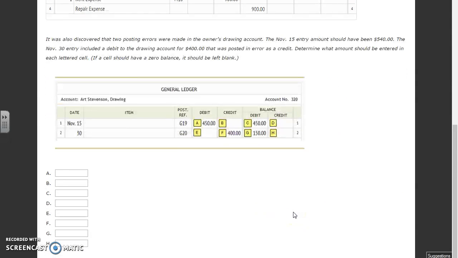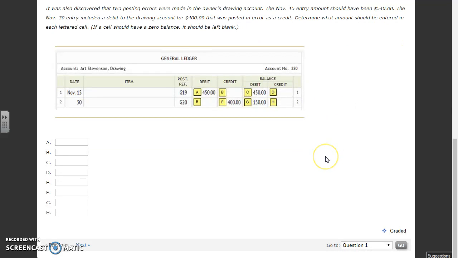Okay, next it says it was also discovered that two posting errors were made in the owner's drawing account. The November 15th entry showed $450, and the amount should have been $540. The November 30th entry included a debit to the drawing account for $400, and that was posted in error as a credit. Determine what amount should be entered in each lettered cell. If it has a zero balance, just leave it blank.